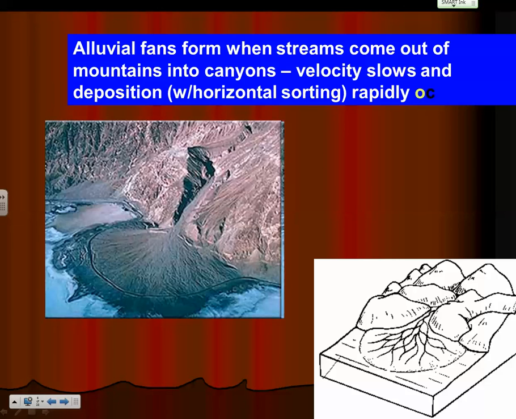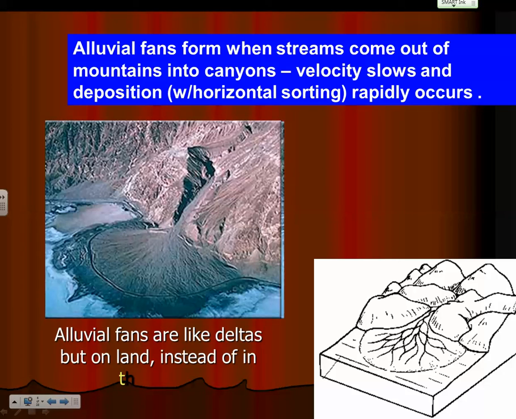Now deltas, you're more familiar with. They form, of course, where rivers meet oceans or lakes. But there's another feature that looks similar to a delta called an alluvial fan. And they form when streams come out of mountains into canyons, where it's a much drier place. The velocity slows down during these flash flood events usually, and it forms a horizontally sorted kind of fan-shaped deposit, which we don't call a delta, we call an alluvial fan. So they look like deltas, but they're on land.